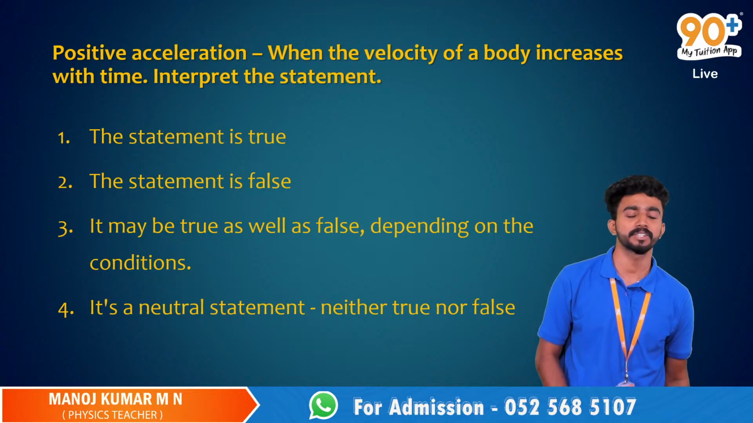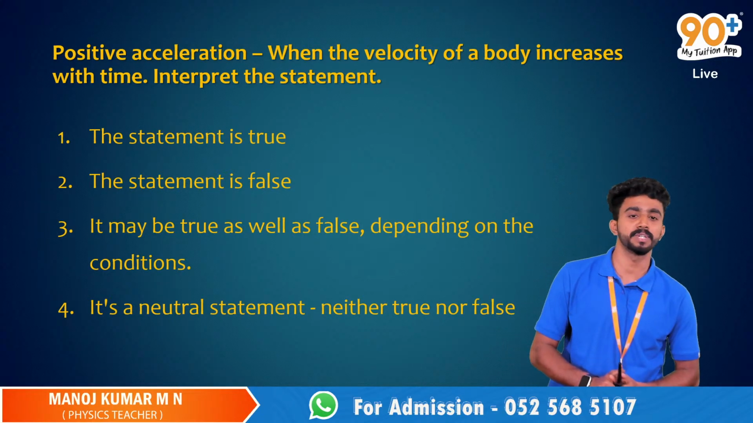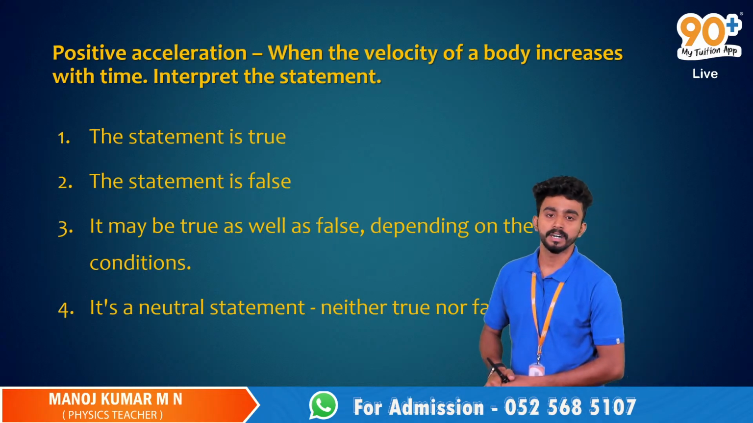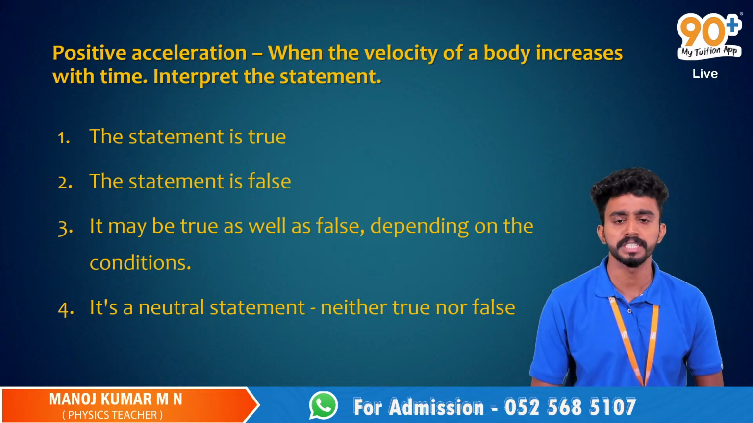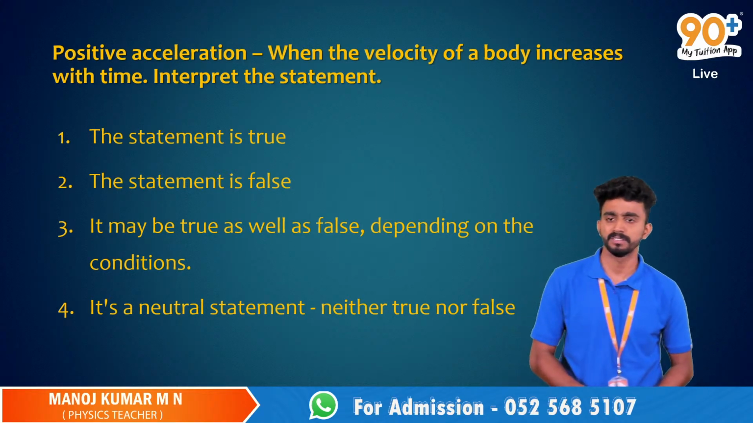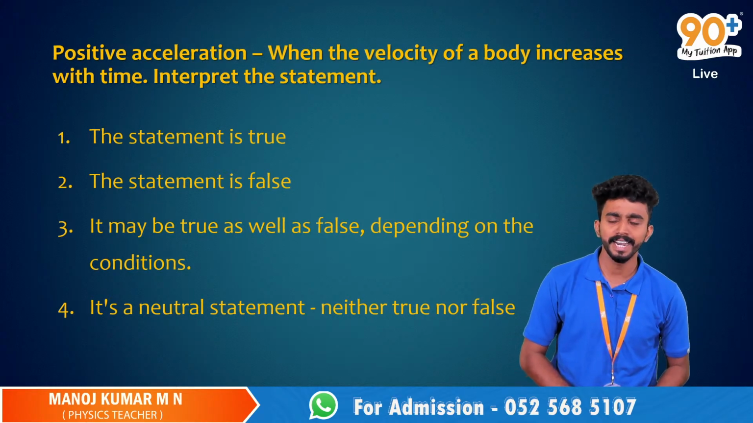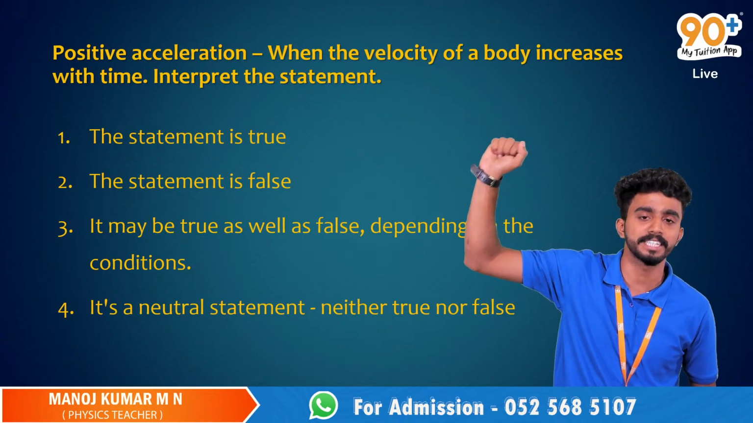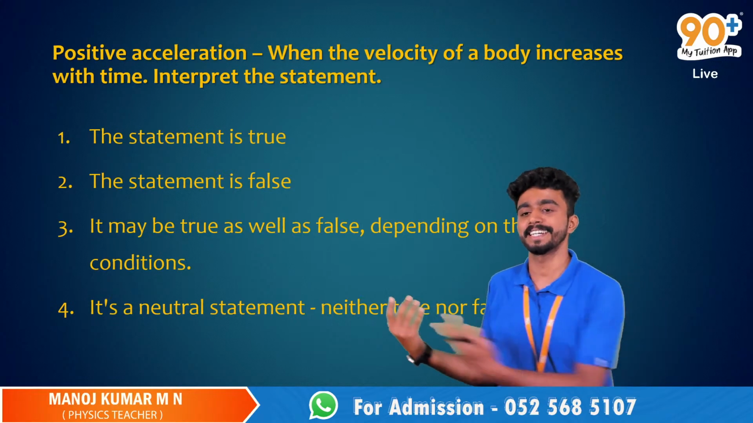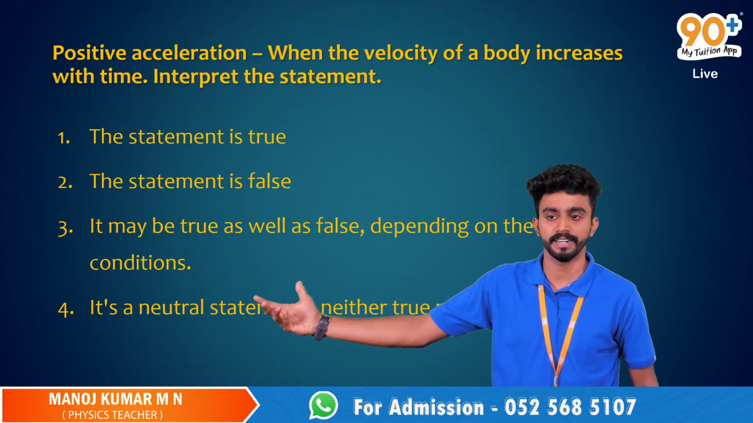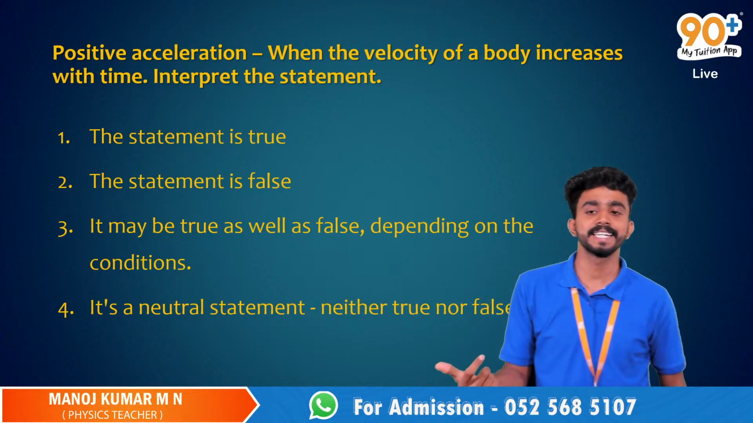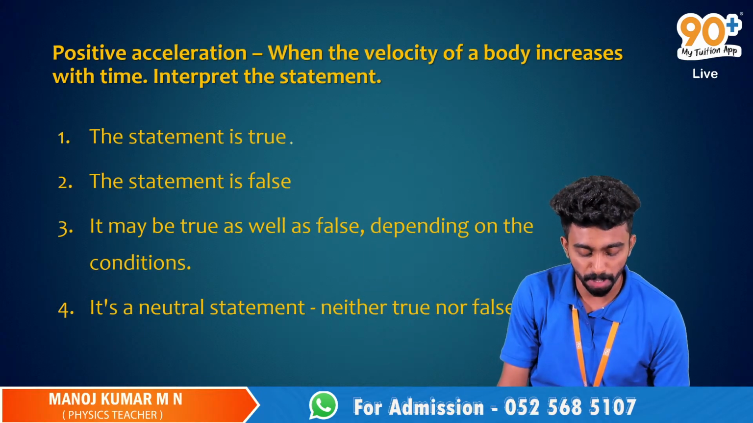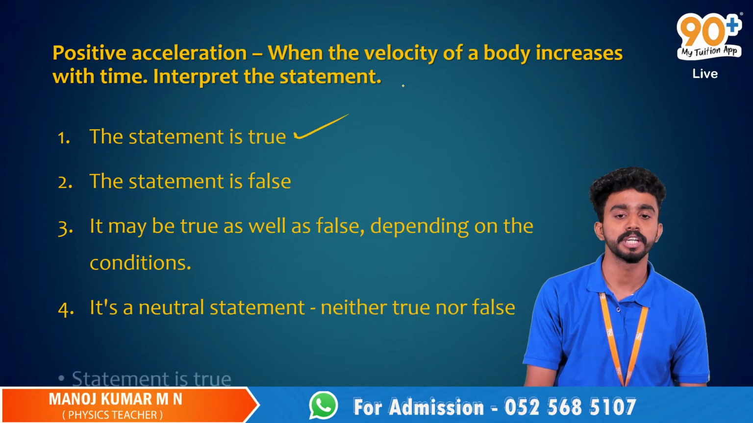Anyways, now the positive acceleration. When the velocity of a body increases with time, interpret the statement. The statement is true, the statement is false. It may be true as well as false depending on the conditions. It's a neutral statement, neither true nor false. It doesn't have any idea conveyed. Guys, positive acceleration means what? You didn't learn it anyway still. When the velocity of a body increases with time. If the velocity is increasing with time, it is positive acceleration, right? Got it? If the velocity is decreasing with respect to time, it will be negative acceleration. So the statement is correct, the statement is true. So the first option is the right answer. Okay, the statement is true.